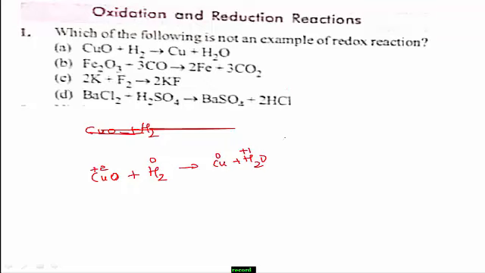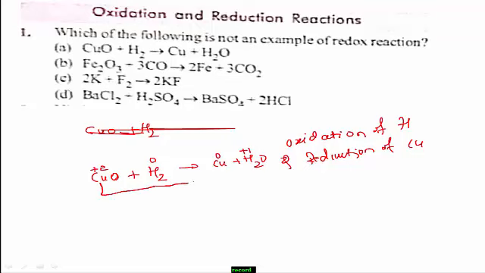See here, in this particular reaction, oxidation of hydrogen and reduction of copper takes place because the oxidation state of +2 changes to 0. A decrease in the oxidation number is nothing but reduction. Here 0 changes to +1, meaning an increase in the oxidation number, so oxidation takes place.